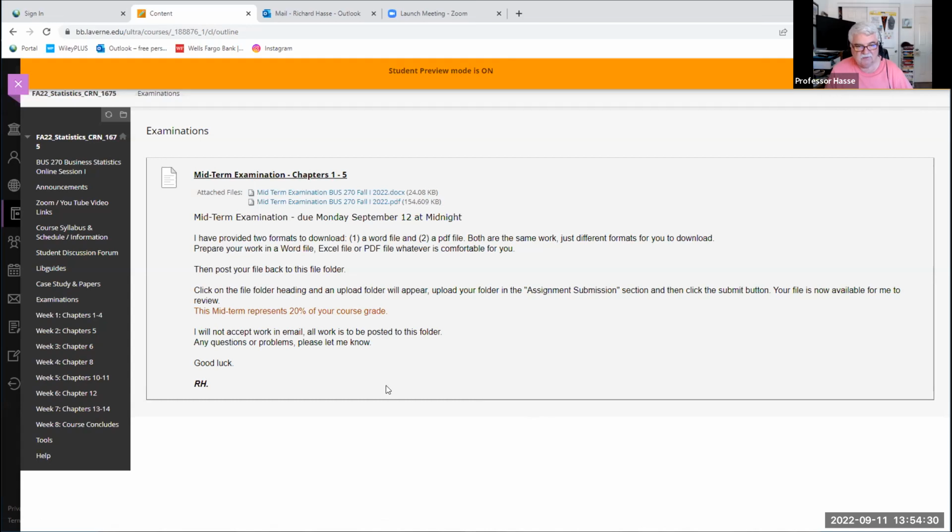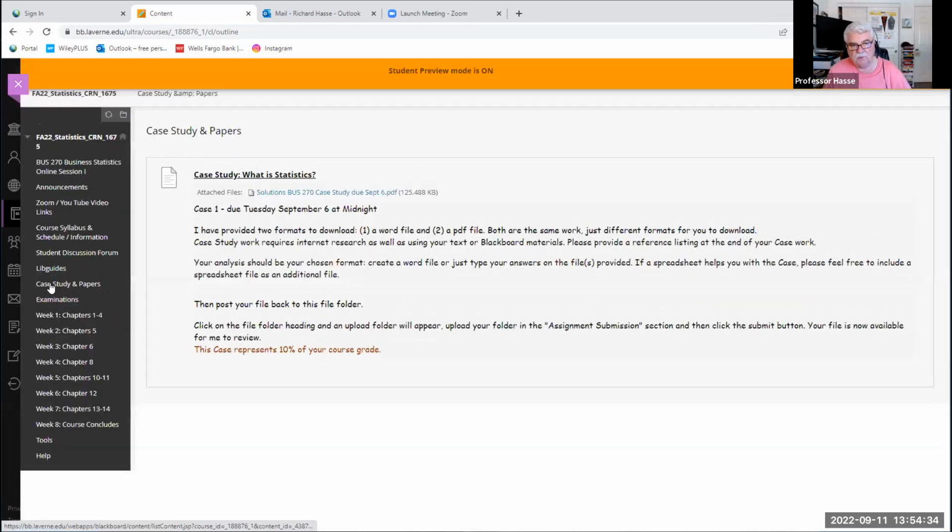So again, let's take a look at the case that I posted back this weekend. The solutions are posted into the case study file folder. If you'd like to see the solutions, just download that file, and that's the solutions. Also, let's take a look at those solutions now just to go over how I graded it and what I was looking for.